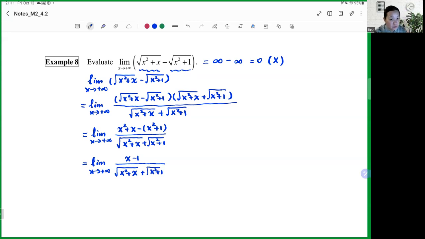Okay. And then afterwards, I can analyze the power in the denominator and in the numerator. In the denominator, the power of this function, this is of degree 1. This is also of degree 1. So to summarize, the denominator is of degree 1. The numerator, obviously, is of degree 1. So after I get this idea, then I will divide x.